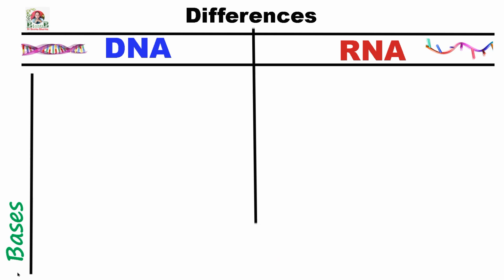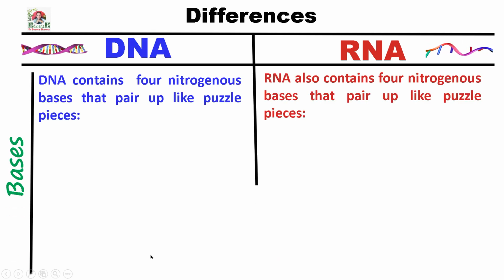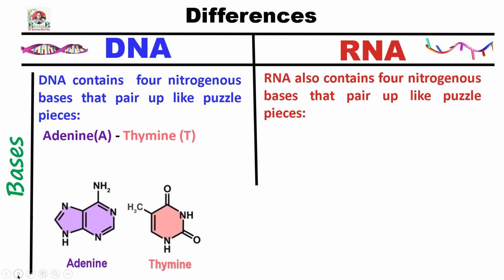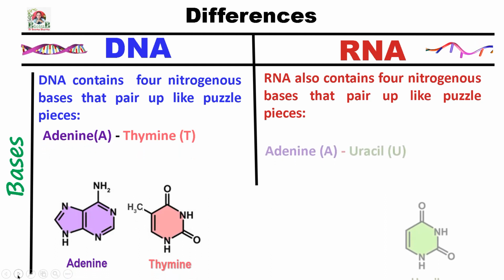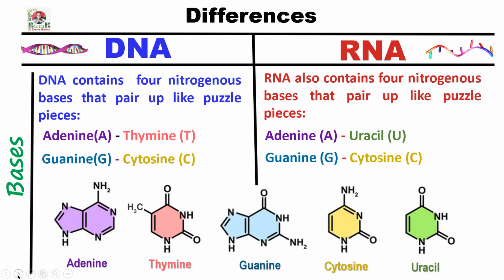Now let's take up the differences between the bases. Both DNA and RNA, they have 4 nitrogenous bases that pair up like puzzle pieces. But the catch is, in DNA, adenine pairs with thymine and in case of RNA, adenine pairs with uracil. Coming to other 2 bases, they are guanine and cytosine. So, both in DNA and RNA, guanine pairs with cytosine.